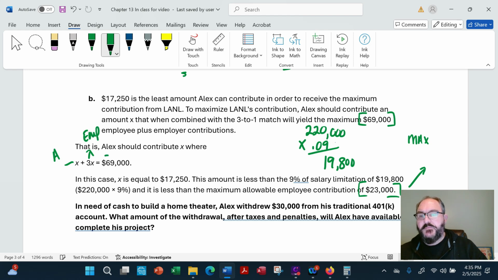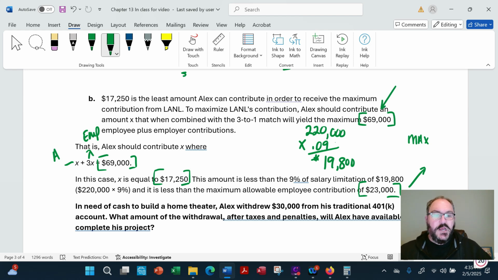And this is the maximum amount. Okay? So what you do is you simply calculate this out and you get $17,250. So in other words, he doesn't have to put in this amount. That's the maximum allowed because he's going to be limited to this. So you have two different limitations.